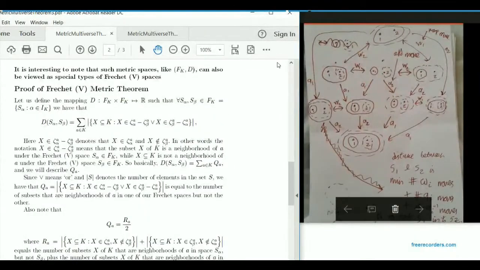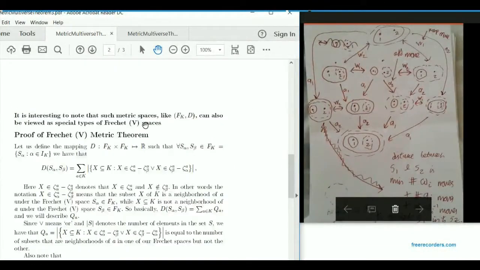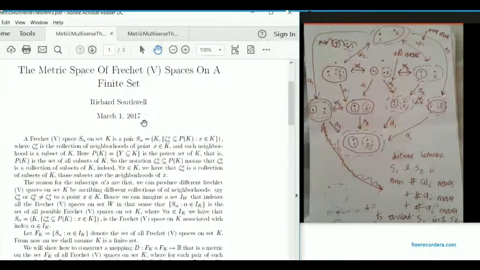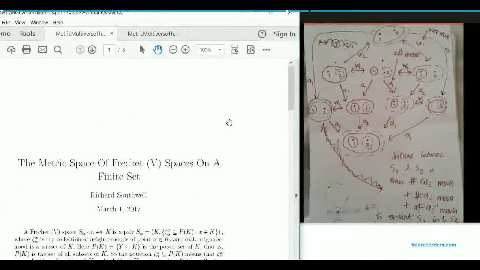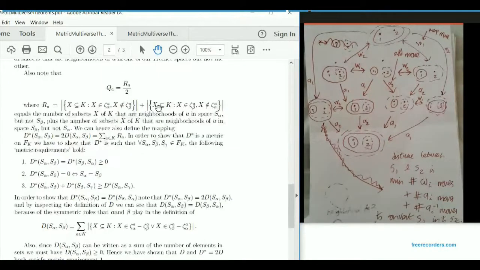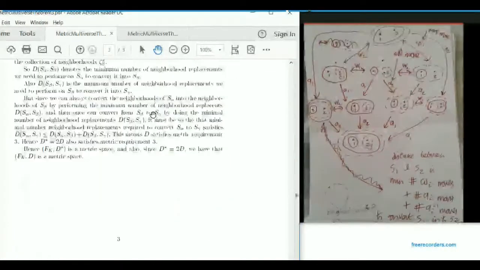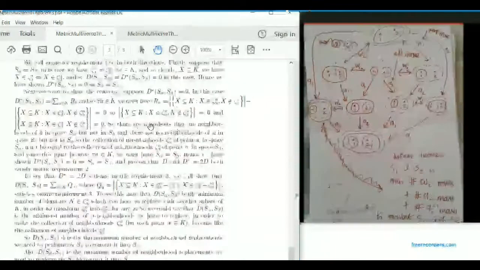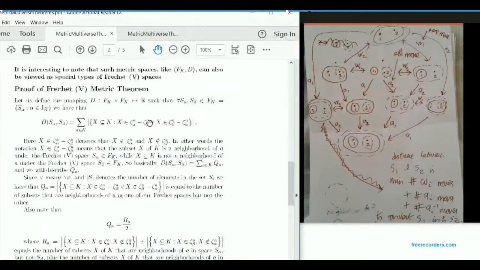And what does it look like? Well, here's a fragment of what this Frechet space with two elements looks like. But as I say, there's some constraints here, so it'd be interesting to look at the larger version of this and try and get more understanding about these different sorts of moves that one can do to convert from one Frechet space to another.